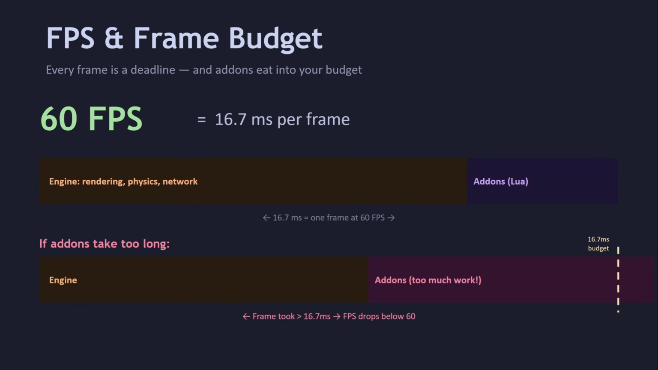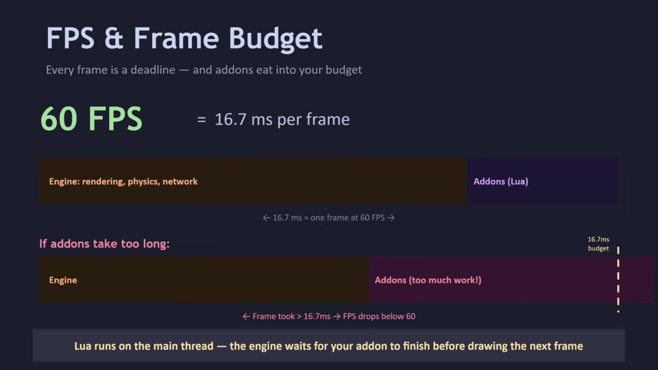The engine doesn't skip your add-on, it waits. It literally sits there until your Lua code is done before it draws the next frame. That's why a bad add-on doesn't just slow itself down, it slows everything down. Your FPS drops, your game stutters, and every other add-on suffers too. And remember, this is just at 60 FPS. If you're running at 144 or 240 FPS, your budget is even smaller. Every millisecond counts.